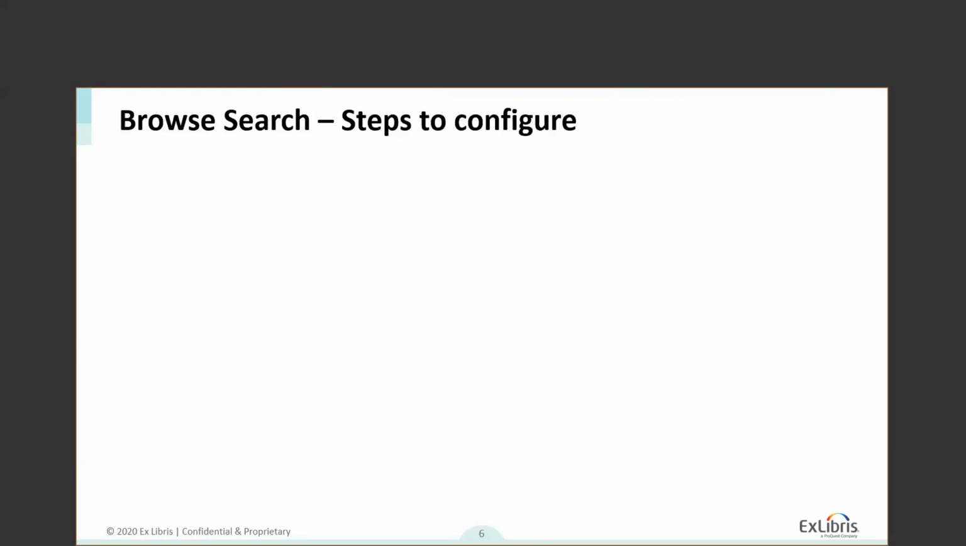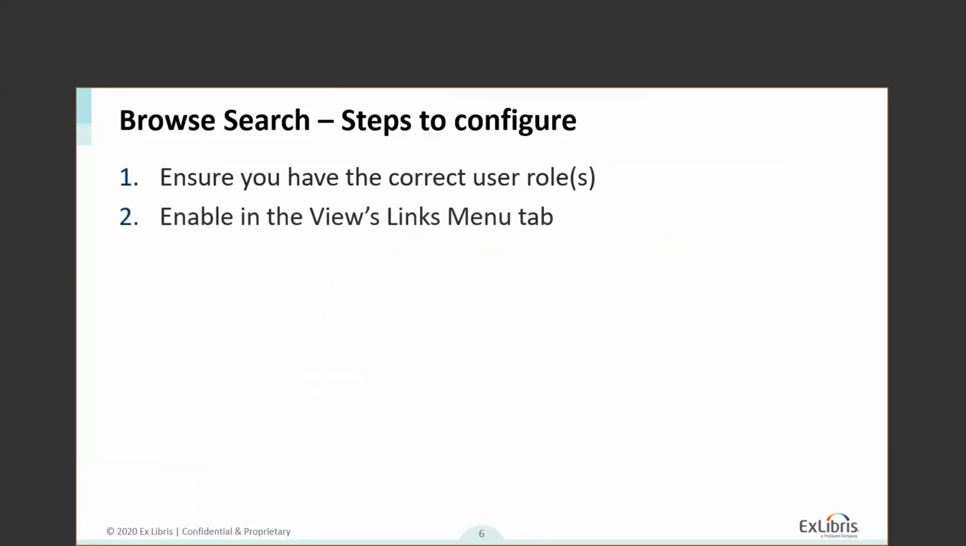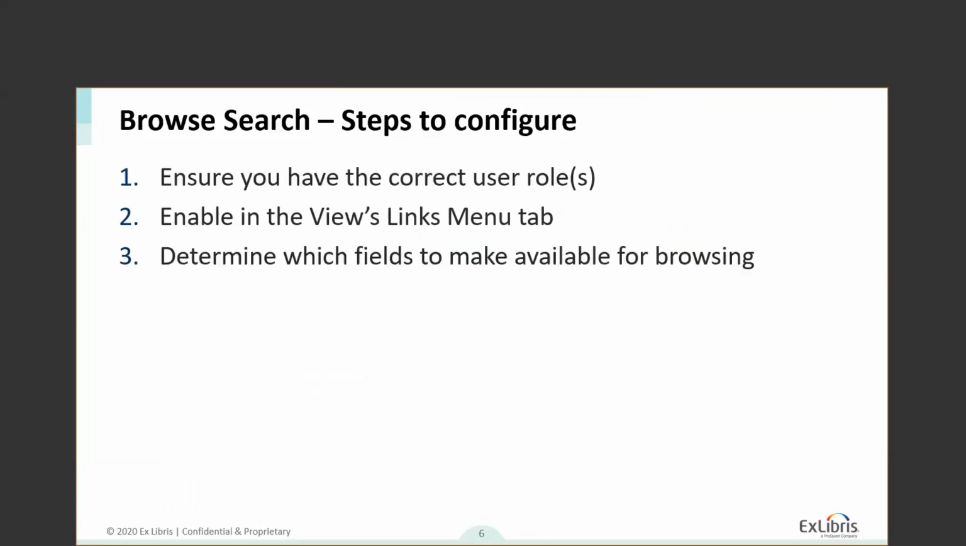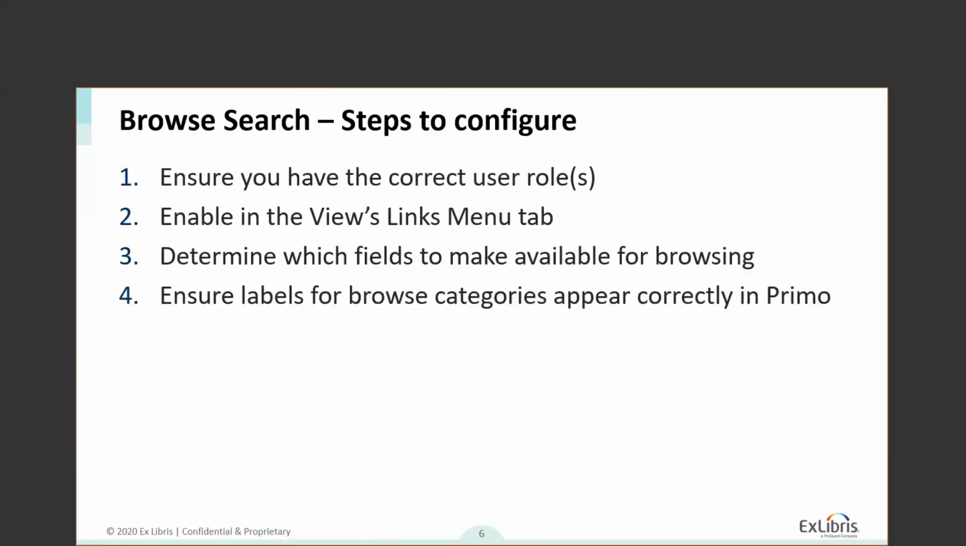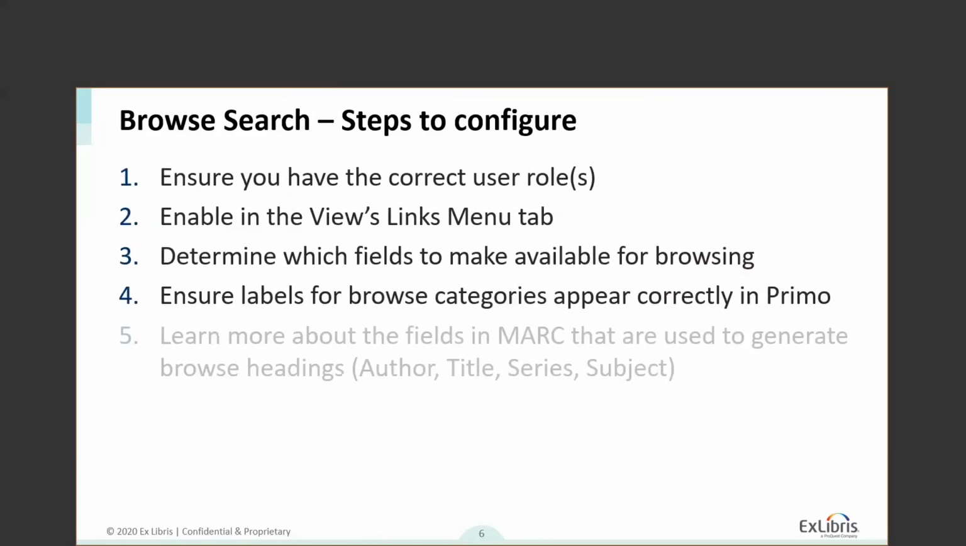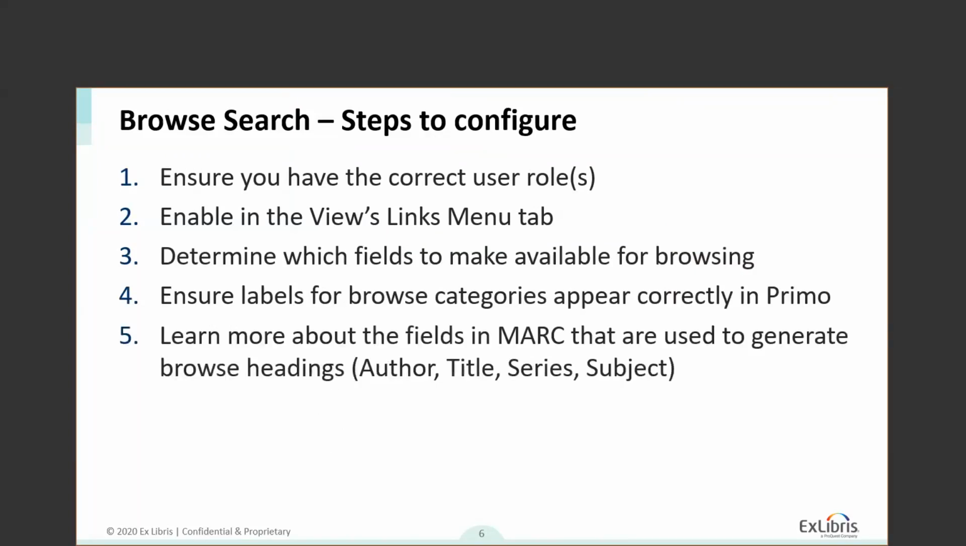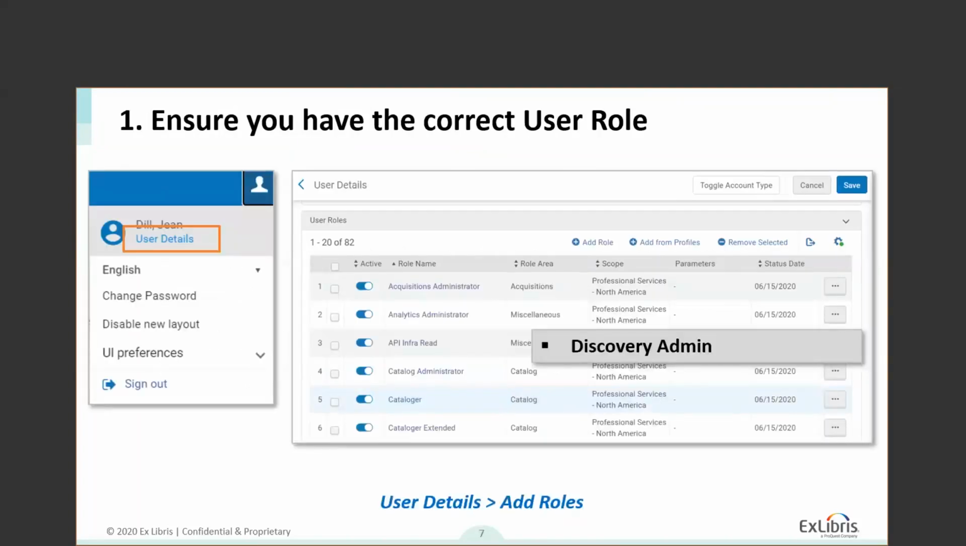So in terms of configuring this, for each configuration today, we'll have a slide that will show you the roles that you need to configure it. So you'll need to make sure you have the correct role. You'll need to enable it in the links area in the view. You'll need to determine which fields you are making available for browsing. And you'll need to ensure labels are correctly appearing, and this might come into play if you have, for example, multiple subject browses in play, and potentially learn more about the fields in the MARC that are used to generate the actual browse headings. So for this particular integration, you just need the discovery admin role.